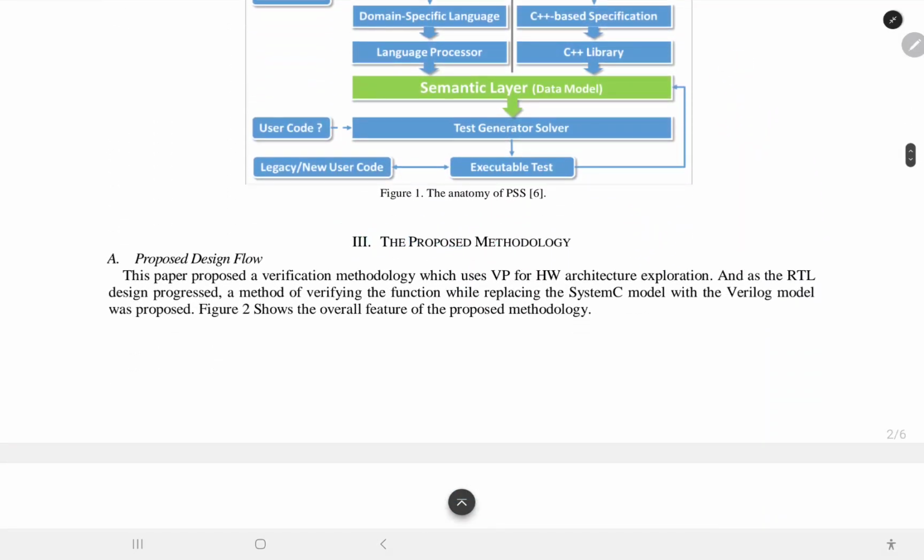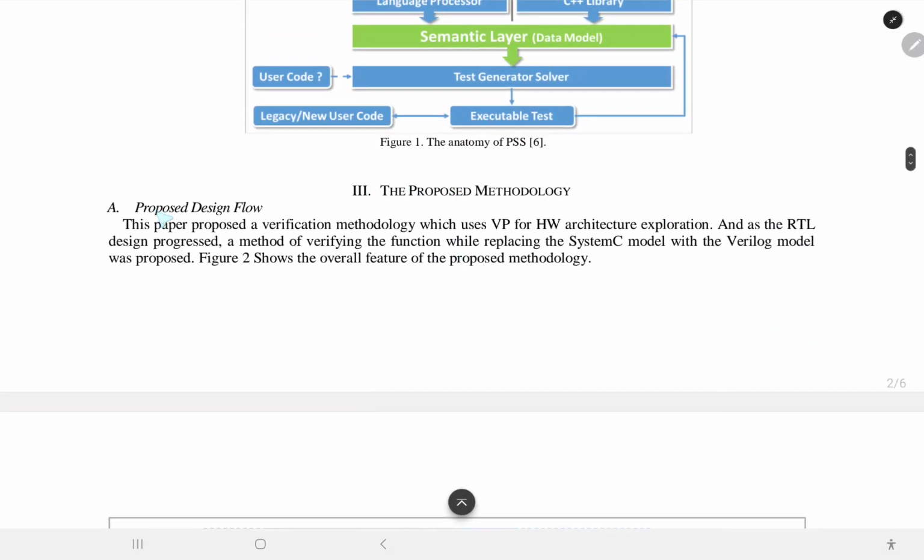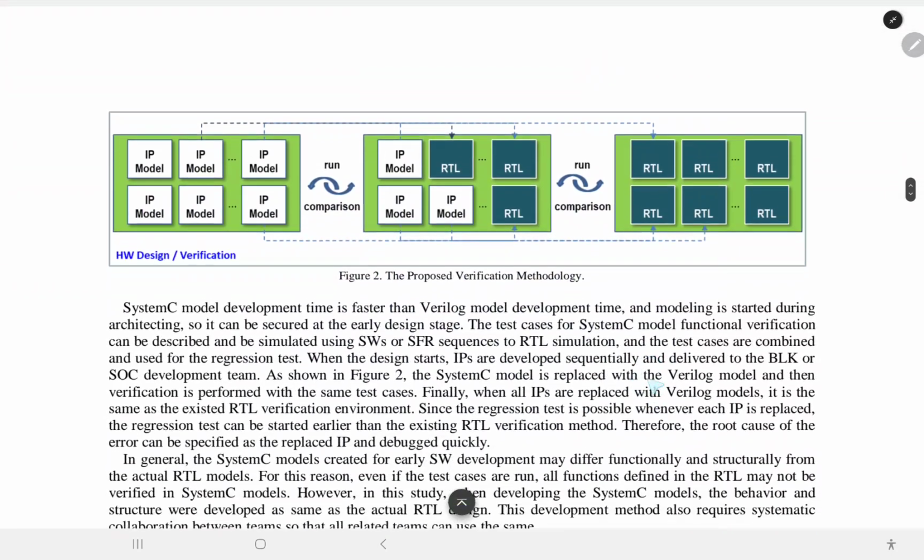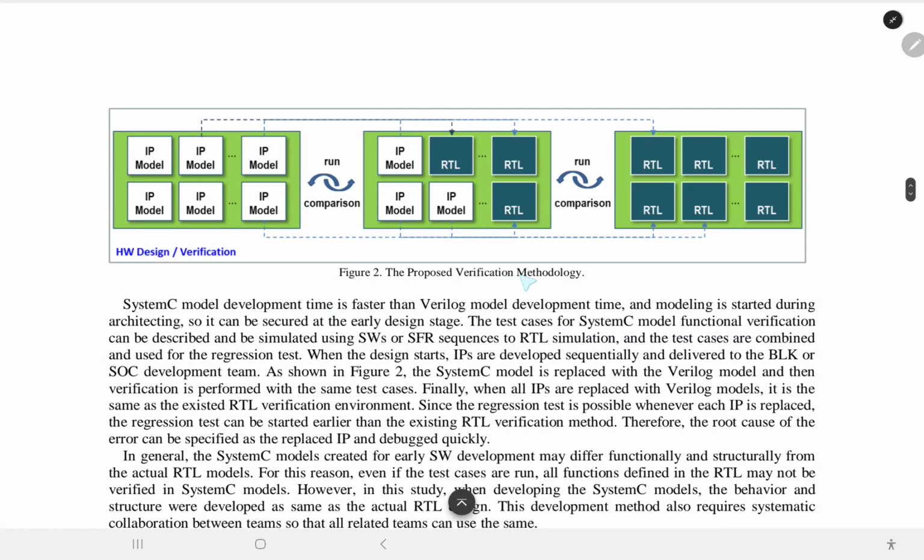3. The proposed methodology. A. Proposed design flow. This paper proposes a verification methodology which uses VP for hardware architectural exploration, and as the RTL design progresses, a method for verifying the function while replacing the SystemC model with the Verilog model. Figure 2 shows the overall features of the proposed methodology.